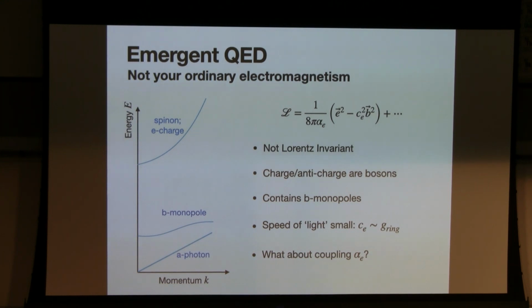So I already said a few of these things. Let me just reiterate. This is emergent QED. It's not your ordinary electromagnetism, though this looks a lot like the Maxwell Lagrangian. There's a few differences. It's actually not Lorentz invariant as soon as I remember how the charge energetics work. So the effective theory for the photon is linearly dispersing. We could call it Lorentz invariant if we want, but nothing else actually has to have that symmetry. The charge and the anti-charge, these guys, they're bosons. They're not electrons, fermions, okay?